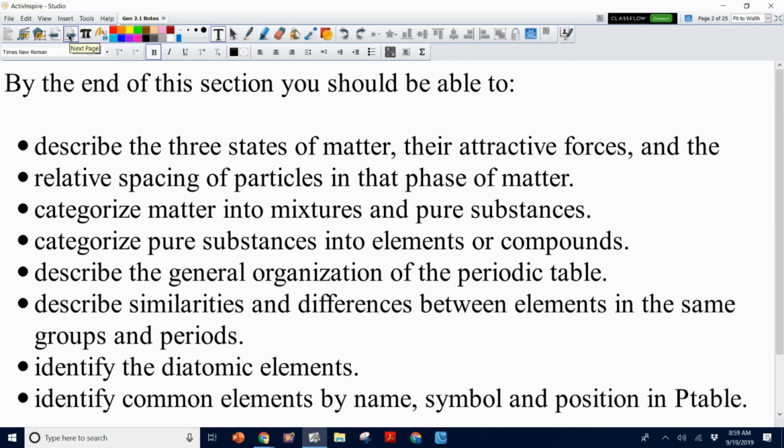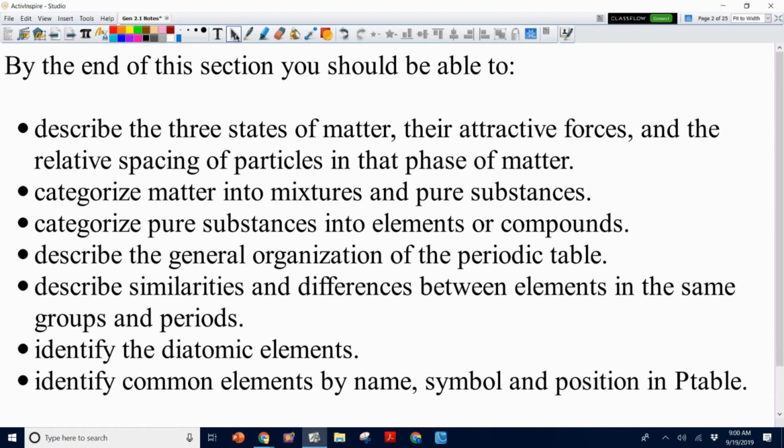All right. By the end of this section, you should be able to describe the three states of matter, their attractive forces, and the relative spacing of particles in that phase of matter. You should also be able to categorize matter into mixtures and pure substances, categorize pure substances into elements or compounds, describe the general organization of the periodic table, describe similarities and differences between elements in the same groups and periods, identify the diatomic elements, and start identifying common elements by name, symbol, and position on the periodic table. All right, so that's a lot.